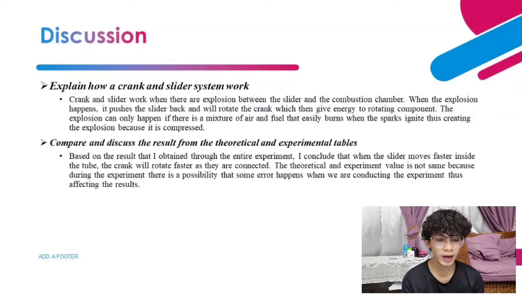Second, compare and discuss the results from the theoretical and experimental tables. Based on the results that I obtained through the entire experiment, I conclude that when the slider moves faster inside the tube, the crank will rotate faster as they are connected. The theoretical and experimental values are not the same because during the experiment, there is a possibility that some errors happened when we were conducting the experiment, thus affecting the result.